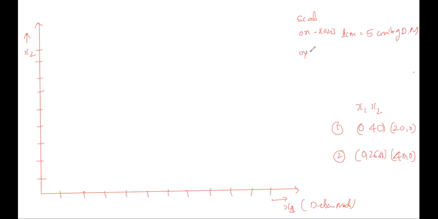Similarly on the y-axis, 1 centimeter is equal to 5 units, the same. Okay. So now here, 1 unit is equal to 5 models, right? So 5, 10, 15, 20, 25, 30, 35, 40. Maximum we will be having x2 as 40 and x1 as 40. The 40 is enough.